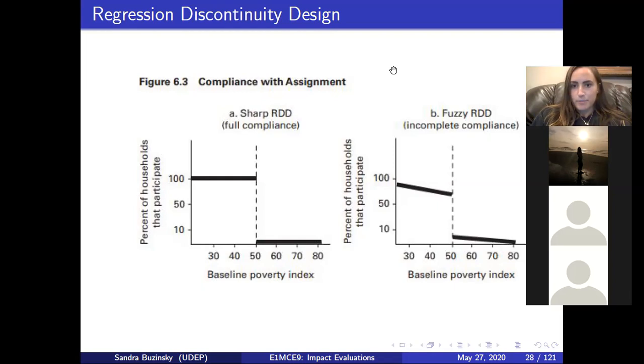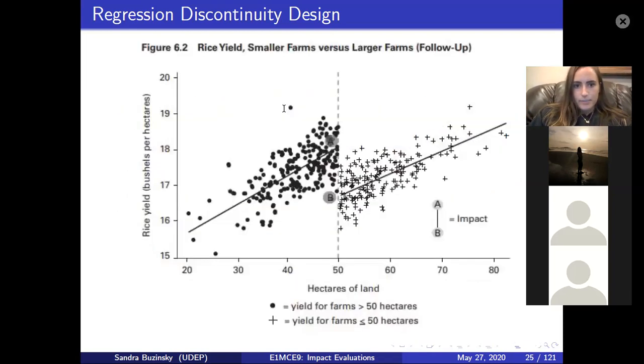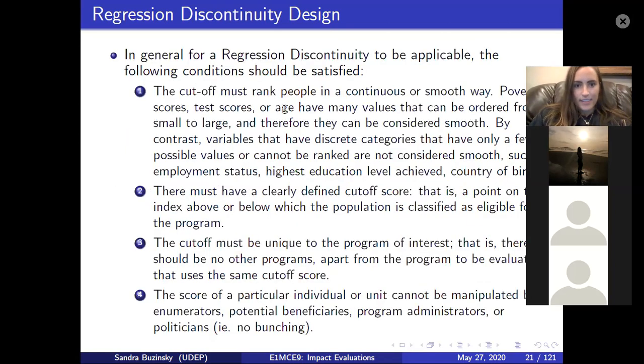Okay, so back to the assumptions. Let's just go back to the slides because, okay, here they are.